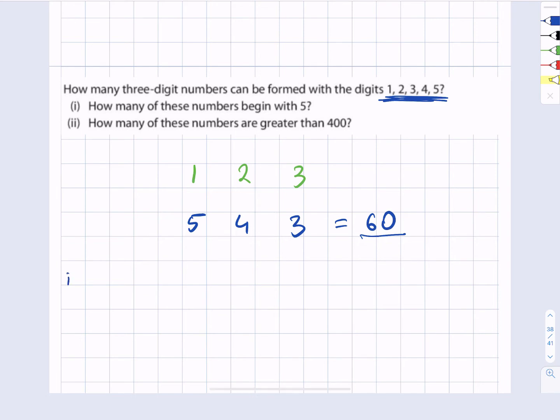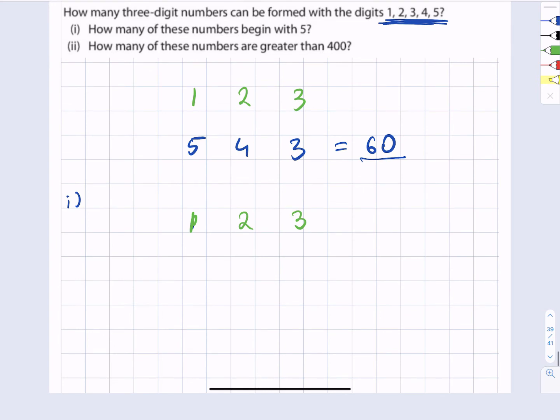So now, the first part of the question is, how many of these numbers begin with 5? So again, I'm going to start the same way. Write my number of digits, number 1, number 2, and number 3. And then these numbers begin with 5. So out of how many numbers am I selecting the first one? How many 5s are there in my list? Just 1, right? Because you only have 1 five over here. So for the first digit, I'm selecting out of 1.